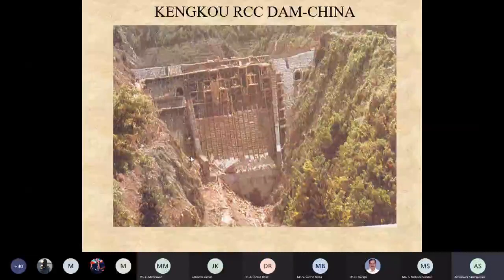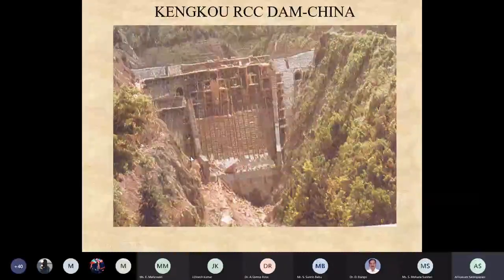And this is again a buttress type dam. This is an earthen dam type. This is the Tehri dam spillway. This one.